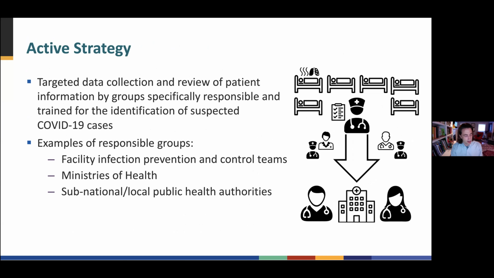Finally, active strategies to support inpatient COVID-19 case finding involve the data collection and the review of patient information by groups specially responsible and trained for this role. Examples of groups that might be assigned to data collection and case identification include IPC teams, representatives from the ministries of health, and teams from subnational or local public health authorities. A main criterion is that these individuals are specifically tasked for identification of COVID-19 patients outside of their normal clinical duties.